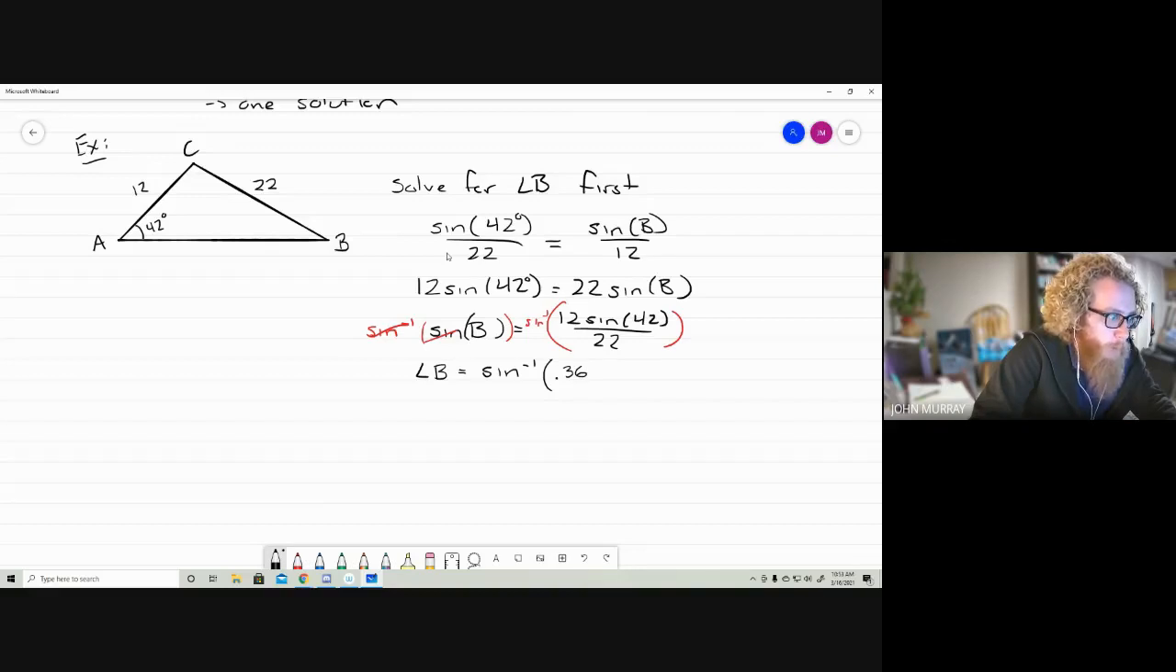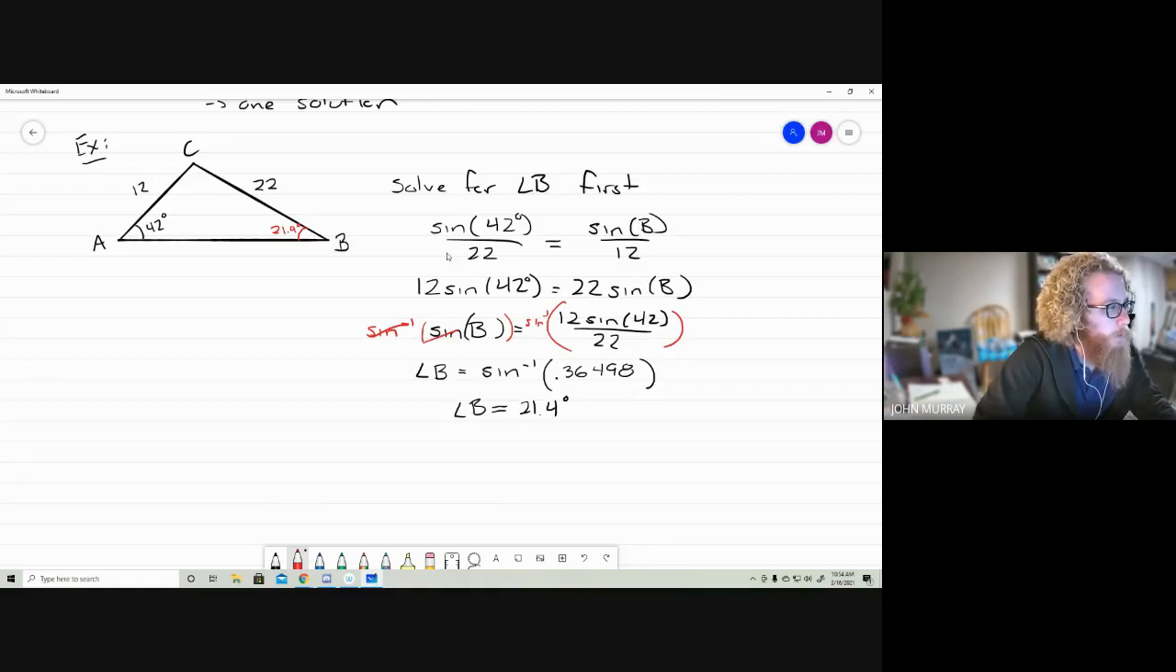So calculating this, I get 0.36498, we'll say, and then it's a 0 after the 8. All right. The more decimal points you use here, the more accurate you're going to be. Then we take the inverse sine of that, and we get angle B is about 21.4 degrees. All right, so that 21.4 will go there.